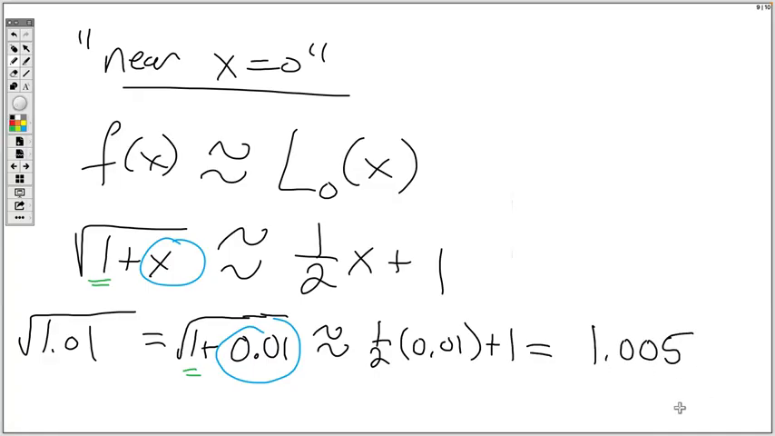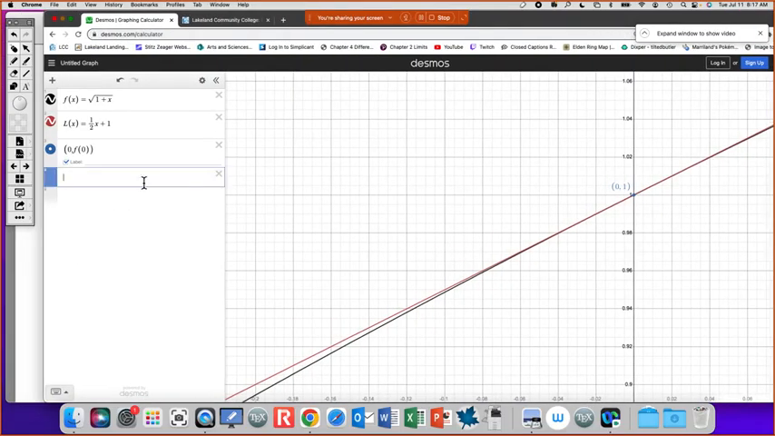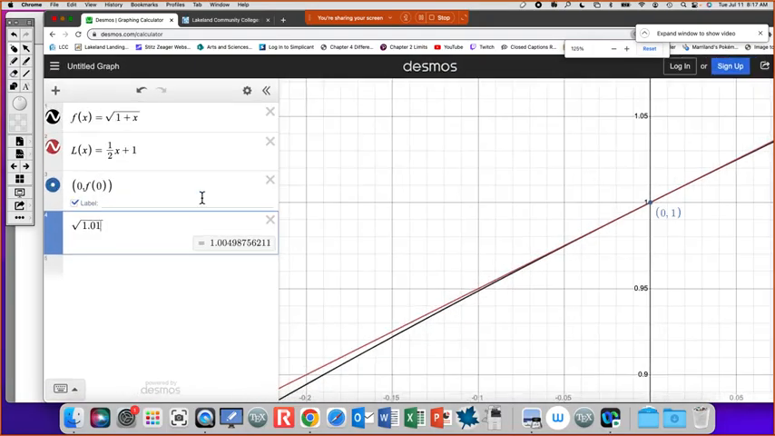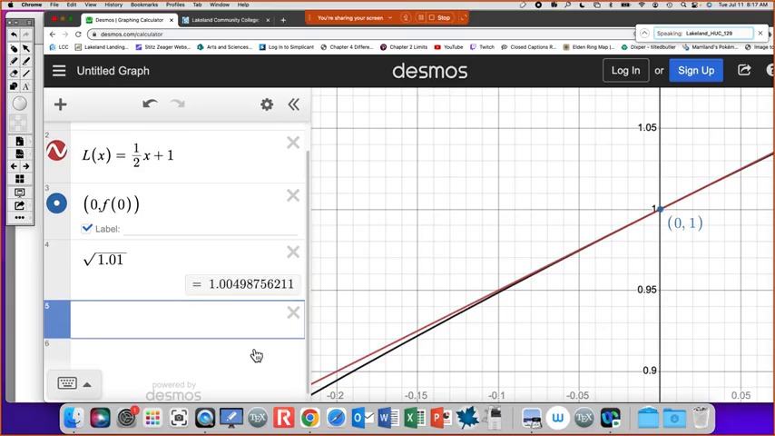Okay. And we can see how good of an approximation this is. We can plug in the square root. There it is. So our linearization did a pretty good job. Make sense or not, folks?